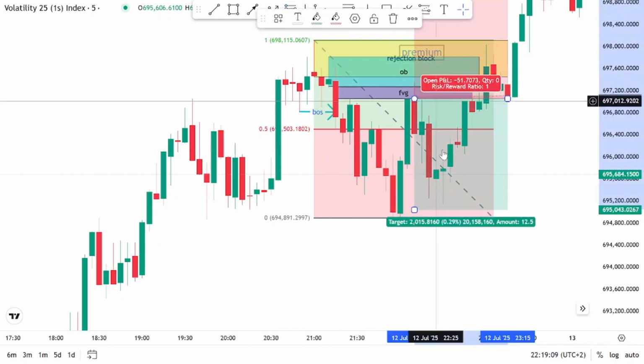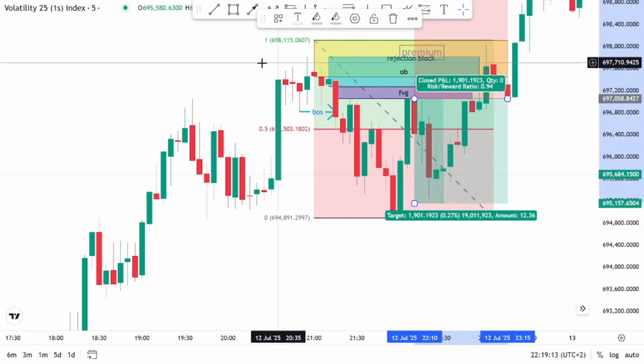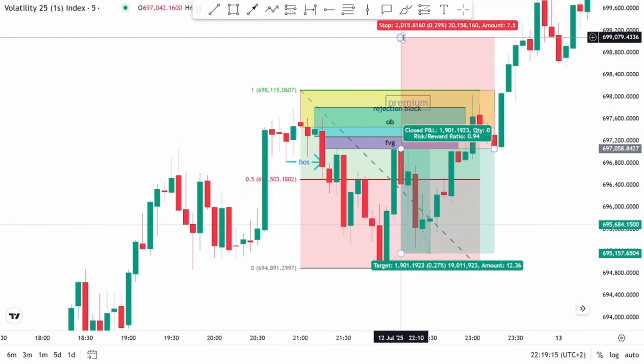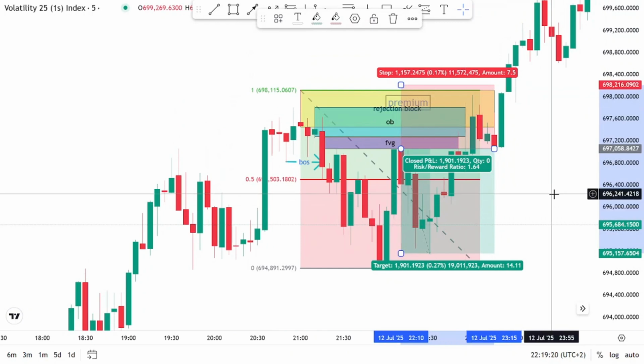So entry will be here. Stop loss just above the rejection block.